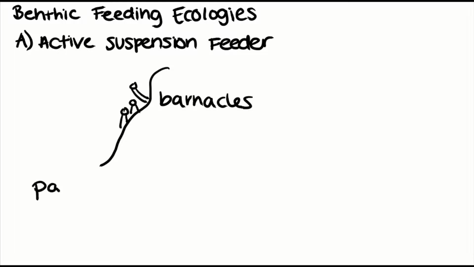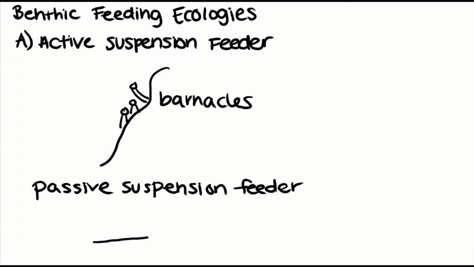There are also passive suspension feeders. These organisms cannot move, so they filter all the water that passes through them. Ones such as tunicates bend in the direction of the water current so that they can eat.